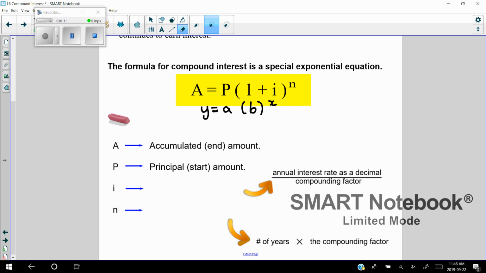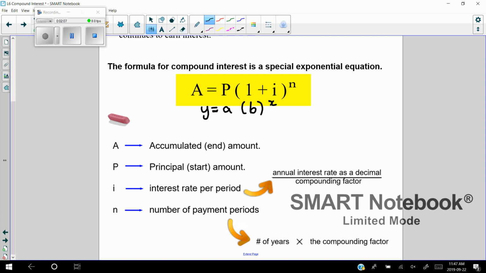We have a special name for that. We call it the principal amount. i is your interest rate. So there's a formula that we need to use for that. You take your interest rate as a decimal and then you divide it by your compounding factor. And we'll talk about what compounding factor is in a second, because you're going to need it in two different spots in the formula. And then lastly, n is the number of payment periods. You get that by taking your number of years, your time, and multiplying it by your compounding factor.